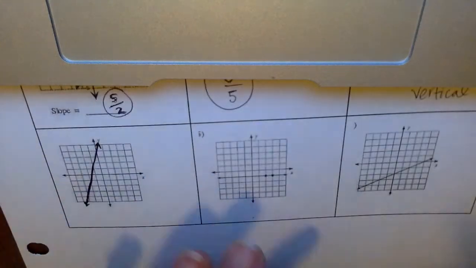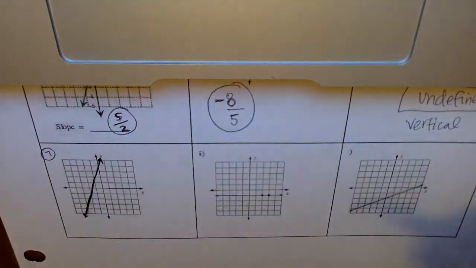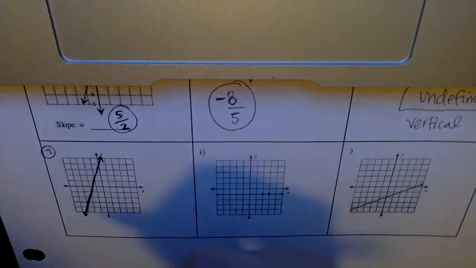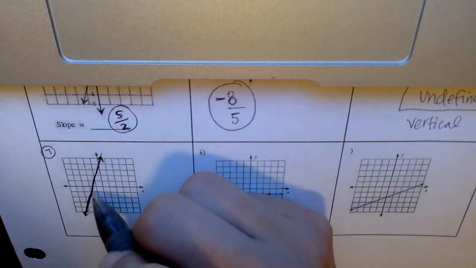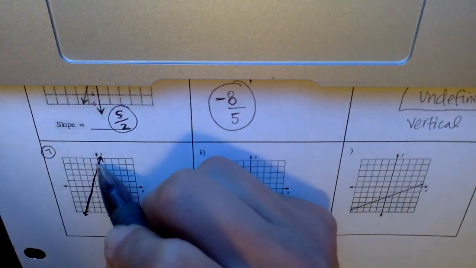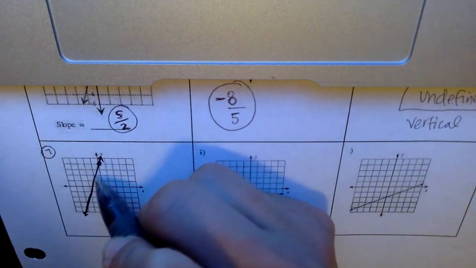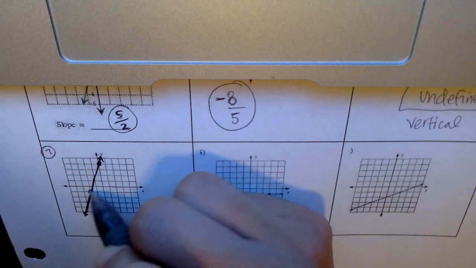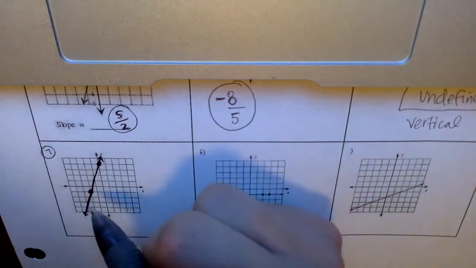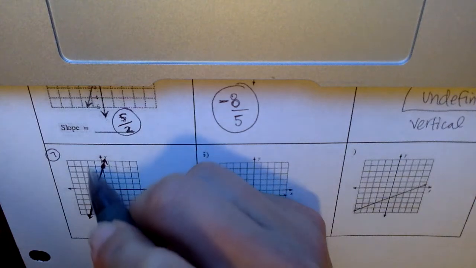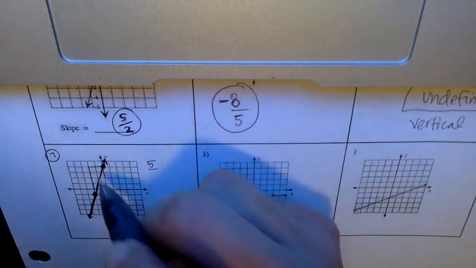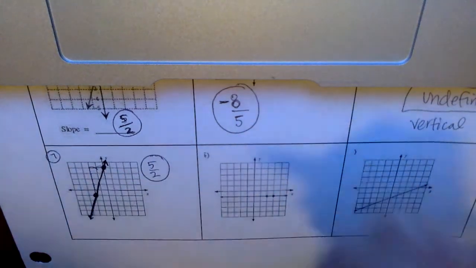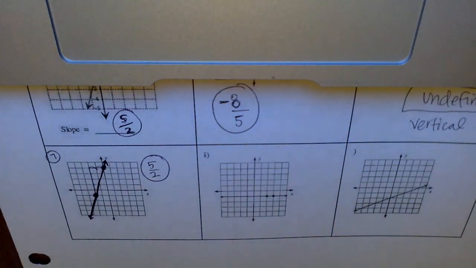All right, so our last 3, this is number 7. Again, we need to identify 2 points, and so it looks like I tried to draw mine thicker, so this is a little bit tricky. There's a point right there, and there's a point right here. So find those 2 points, and remember we're going to count our rise over run. If you like to make a triangle, make a triangle. 1, 2, 3, 4, 5, and over 2. So 5 halves would be your slope. You cannot simplify 5 halves.